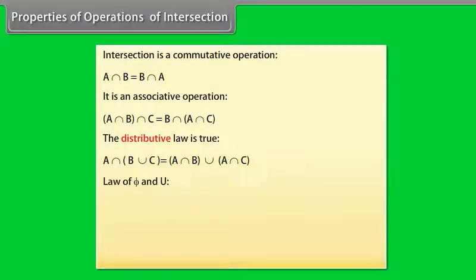Law of phi and U. Phi intersection A is equal to phi, and U intersection A is equal to A. Idempotent law. A intersection A is equal to A.